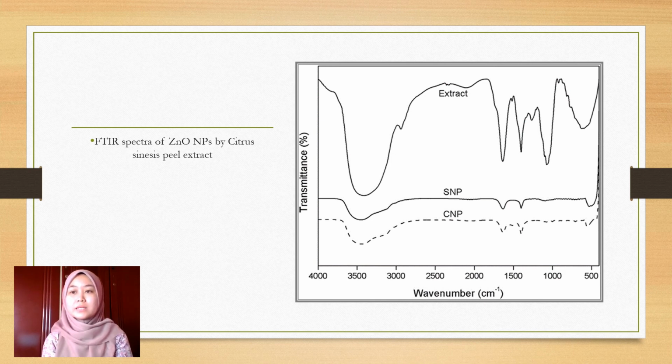Next, this slide shows the result of FTIR spectra of zinc oxide nanoparticles by Citrus sinensis peel extract. We can see that the ZnO NP spectrum is close to the CNP, which suggests that organic substances in the extract were thermally decomposed after calcination. The range of zinc oxide, as we can see in this graph, was in the 400 to 600 centimeter range.